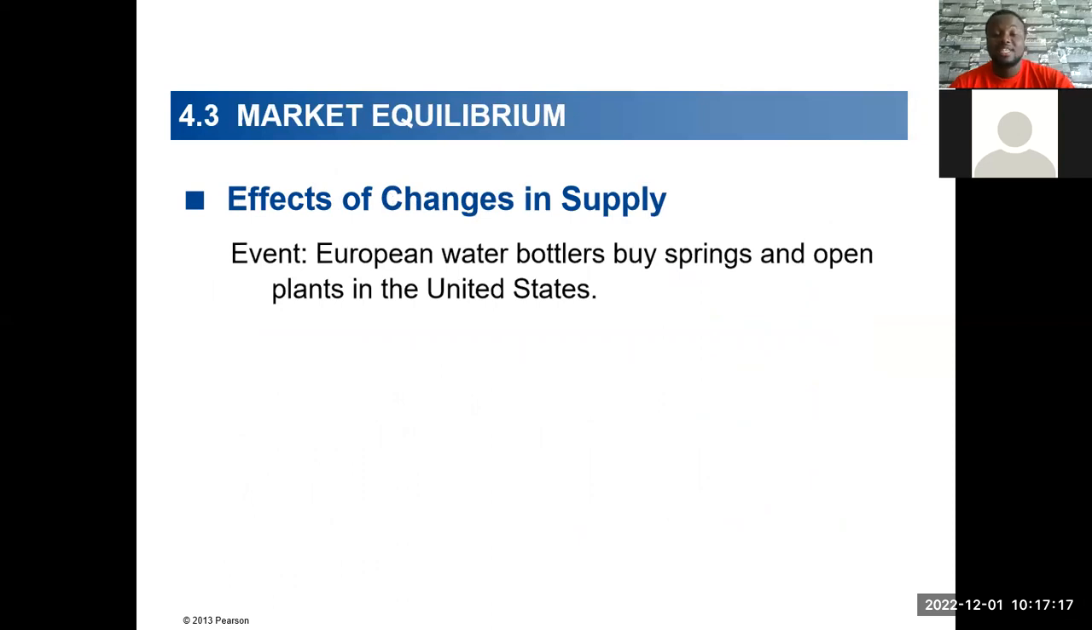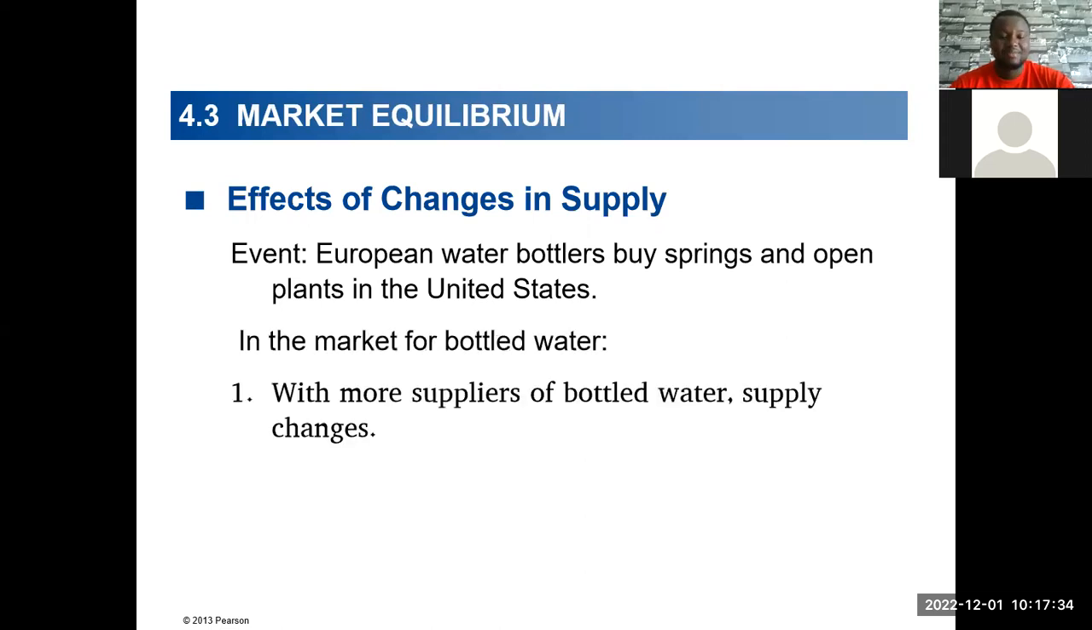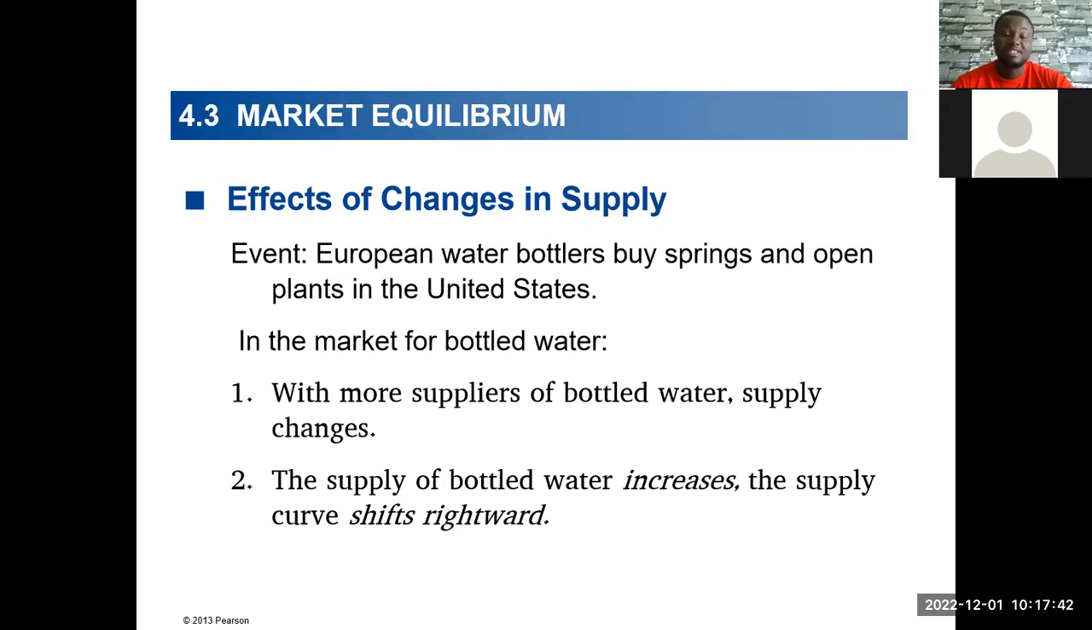Let's look at the event. European water bottlers buy springs and open plants in the United States. What is going to happen now is they've put up a new factory there, so they'll produce more bottled water. So that is going to affect what? The supply. The supply of bottled water will change. How does it affect it? It will increase, right? Yes, so the supply curve will shift to the right.